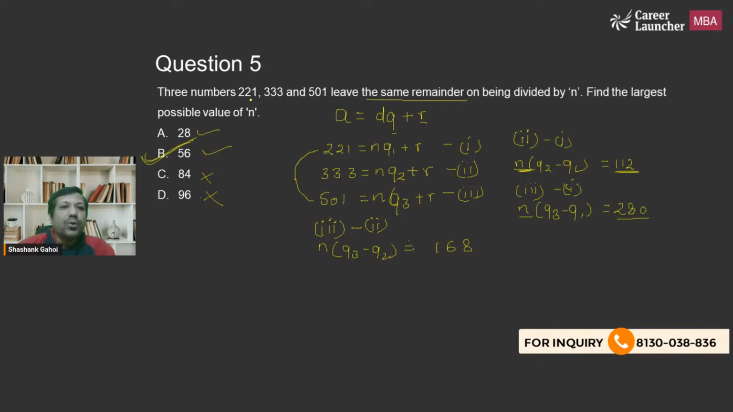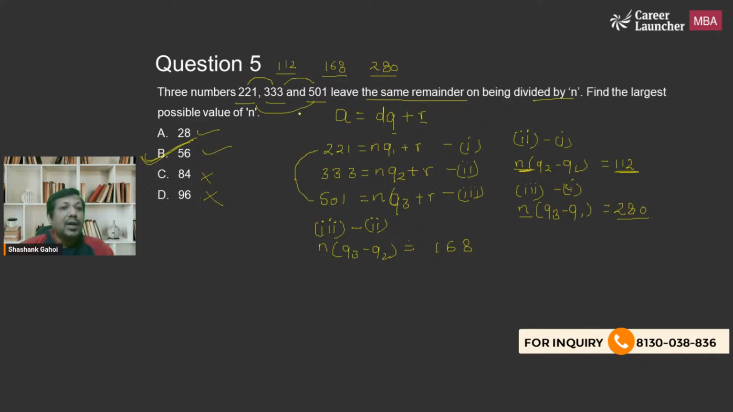So whenever you see this kind of question, where these numbers leave the same remainder when divided by n, here I have explained the process, but instead of doing this, you can directly take the differences: 112, 168, and 280. Take the highest common factor of these three numbers, and you are directly going to get the answer.